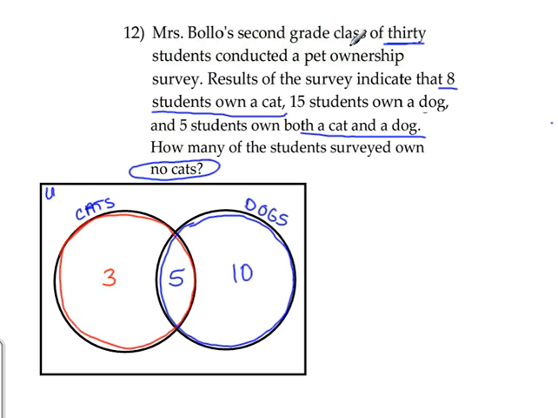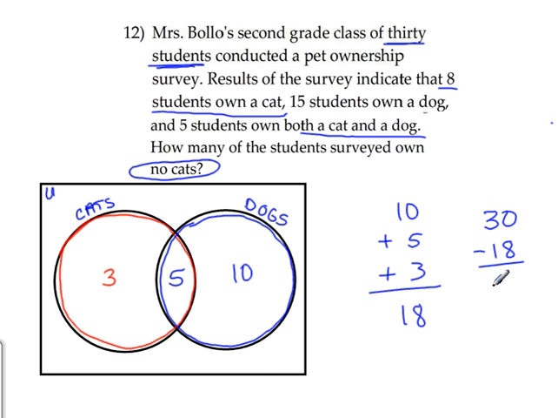Remember that 30 students were in the survey. So in my diagram, I already have 10 plus 5 plus 3, which is 18 students who own cats and dogs. So for the remainder of what's in my universal set, I need there to be a total of 30. So if we have 30 minus the 18 that we've already accounted for, we have an additional 12 students who don't fall into any of those categories.